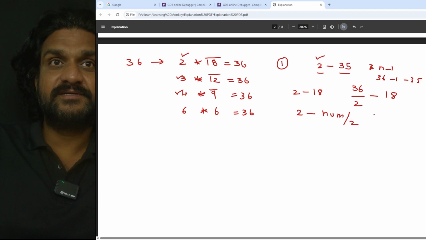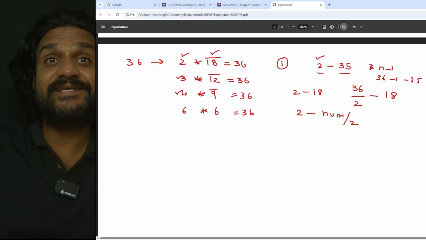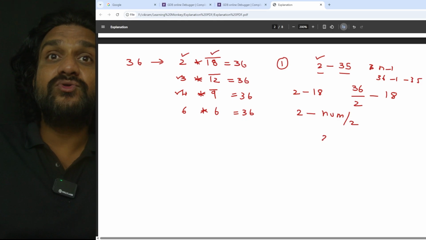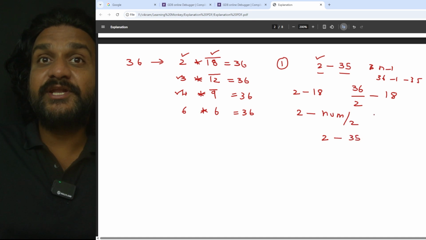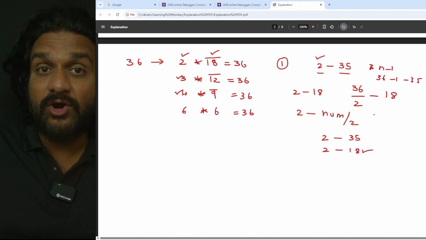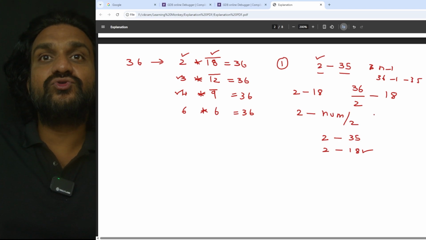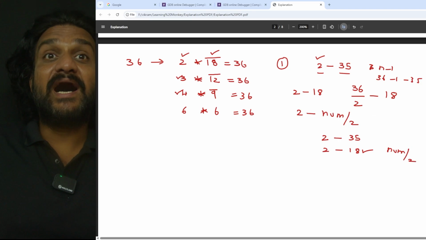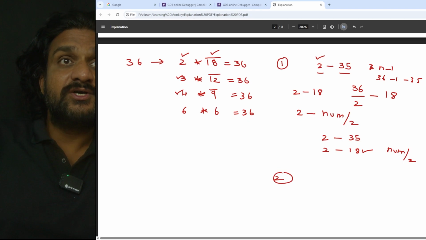Try to understand this. So in our case this is 18. That is the reason why we don't need to find all the cases from 2 to 35. All we need to do is 2 to 18, so we have to consider this 18 also. Now all we need to do is the division only from 2 to num by 2.